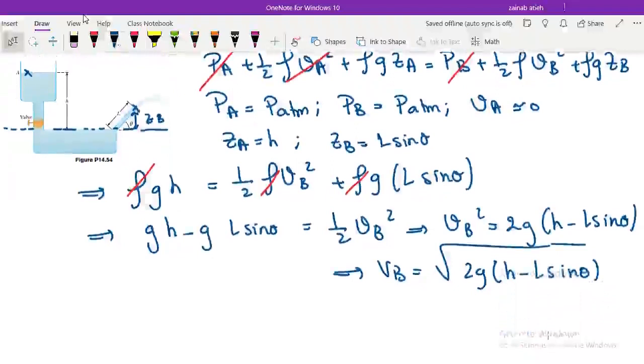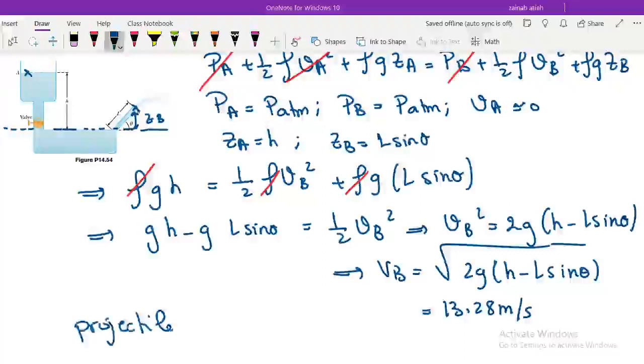We have everything. We have L, we have theta, it's 30, we have h. So substituting, you will get 13.28 meters per second. Okay, this is the answer. Remember that we were not looking for the speed of water at point B. On the contrary, we were looking for the maximum height attained by the water stream coming out of the right side of the tank. After the water is ejected from the valve, it will behave as a projectile. So this is a projectile problem.